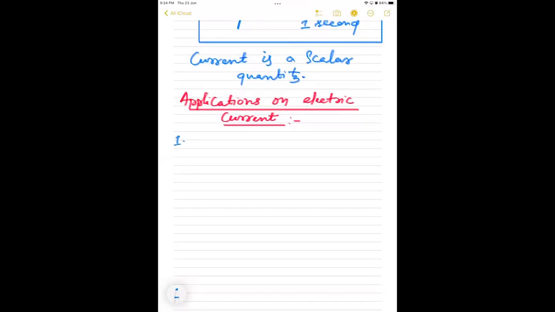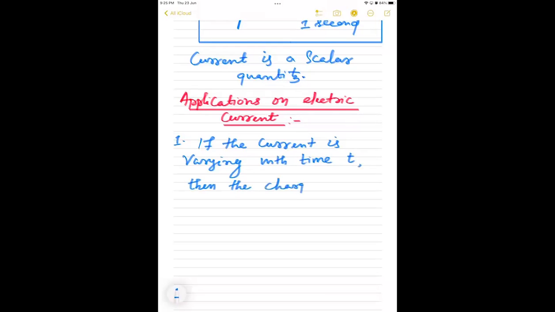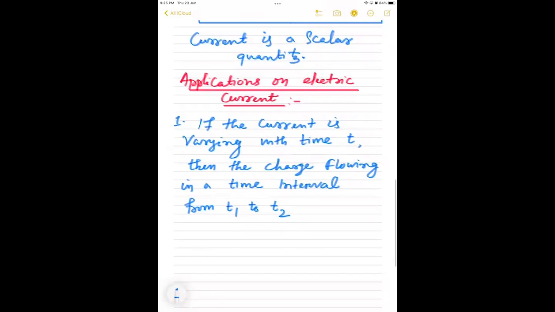Students, sometimes the current is not uniform. That means it is time dependent. Current in a wire varies with time; it's not a steady current. Are you getting my point? If the current is varying with time t, then the charge flowing in a time interval from t1 to t2, how can you find that?